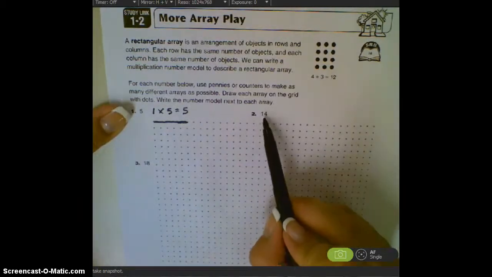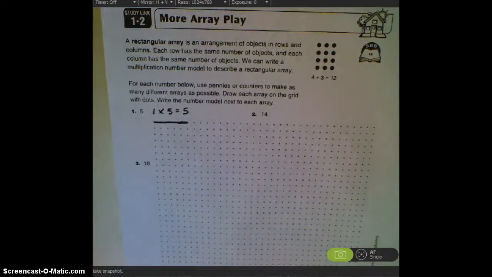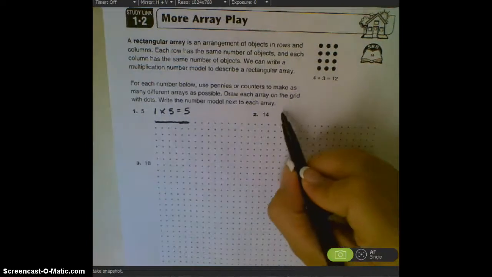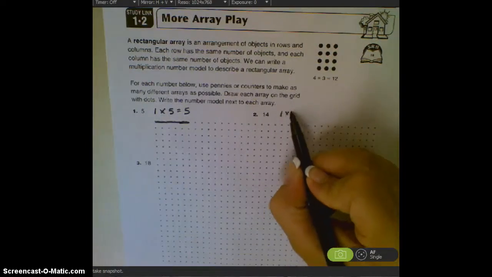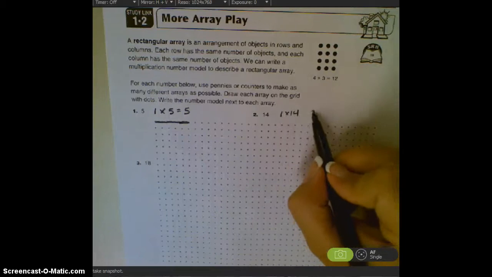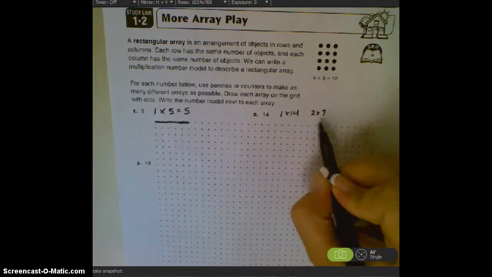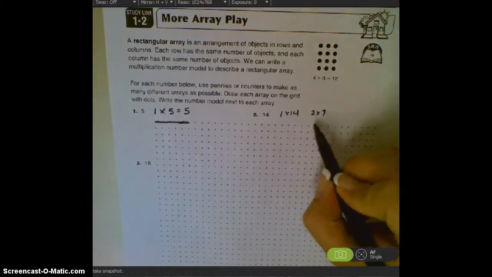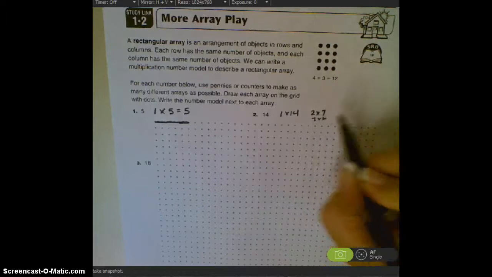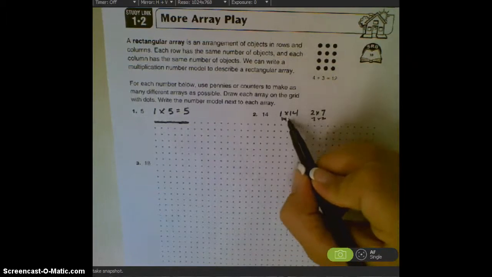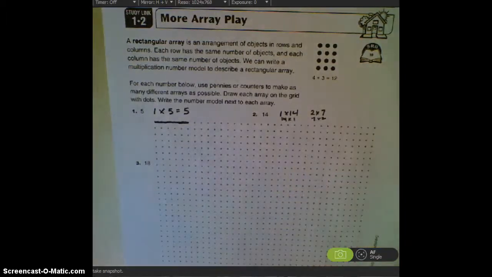And then our next one is 14. Think of all the possible ways to make a 14. We've got 1 times 14, but we also have 2 times 7, or 7 times 2, which is just the reverse of it. Any other ways that you can think of to make a 14? I think that's it for me, so we'll go ahead and draw them.